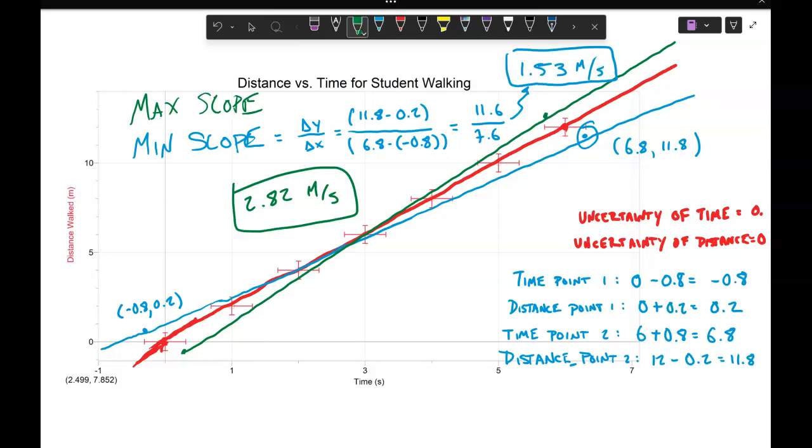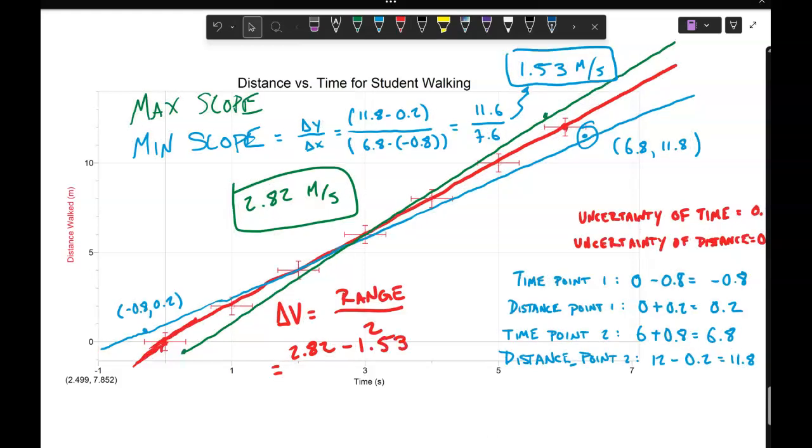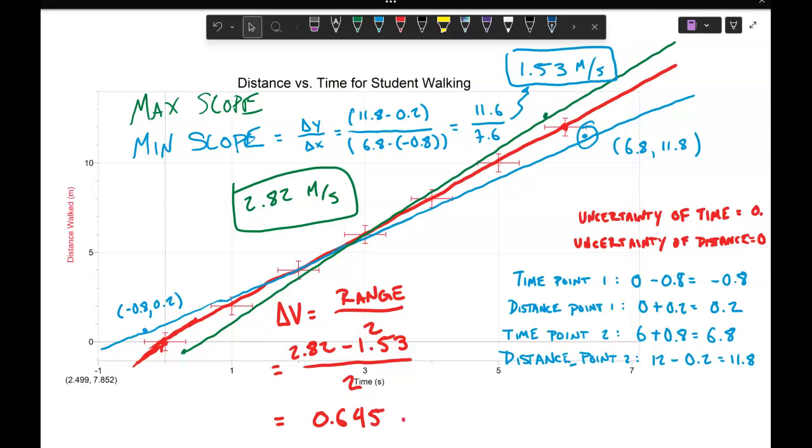All right, but the key here is, how do we get the uncertainty from these two values? How do we get the uncertainty in the velocity? Well, it's just the range divided by 2. The range of slopes divided by 2. In other words, it's going to be 2.82 minus 1.53 divided by 2, which gives me a value of 0.645 meters per second. There's a preliminary value for the uncertainty.